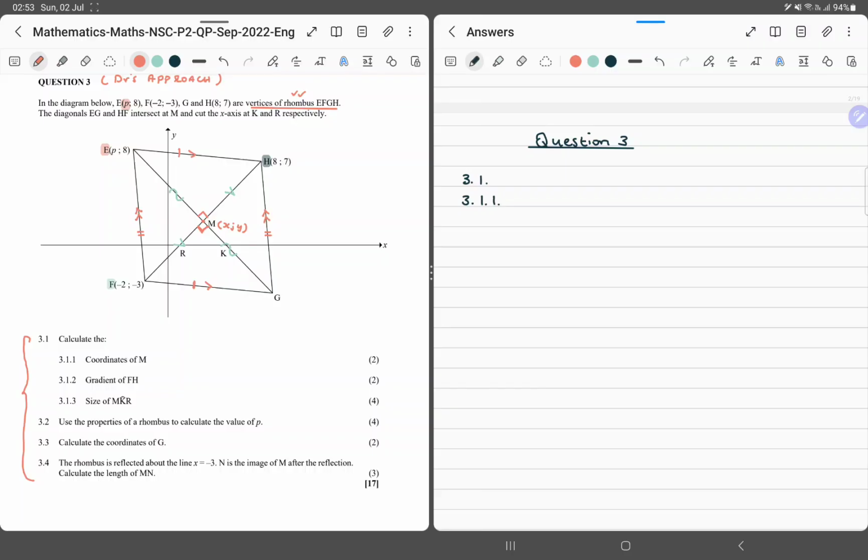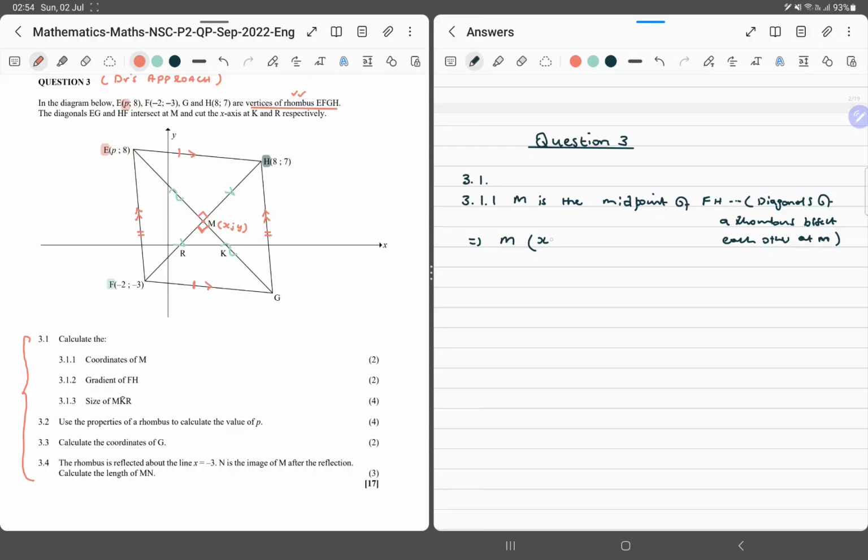Okay, we want the coordinates of M, so we know that M is the midpoint of FH. Okay, what is that? We know that the diagonals of a rhombus bisect each other at M. So I'm just giving a comprehensive approach, which is not really a big deal. This implies that M is the point.